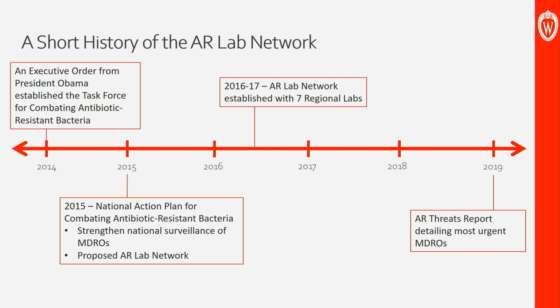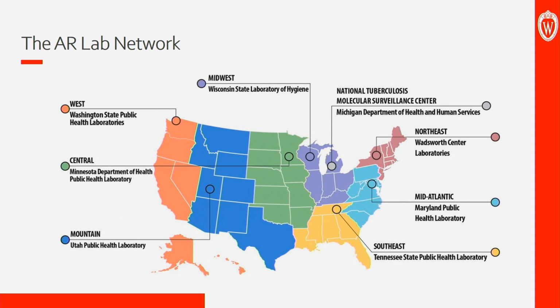The AR Lab Network was then established 2016, 2017 with 7 regional labs. And here is that map. So we are the Midwest Regional Lab. In addition to doing testing for the state of Wisconsin, we do some testing for Illinois, Indiana, Ohio, Michigan, and Kentucky, interestingly enough.